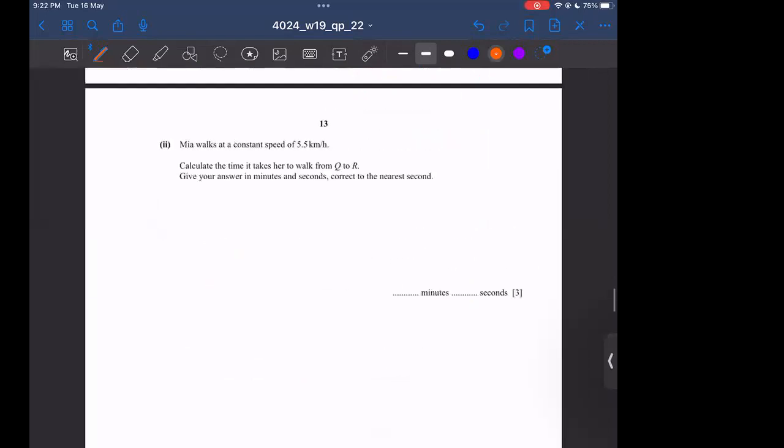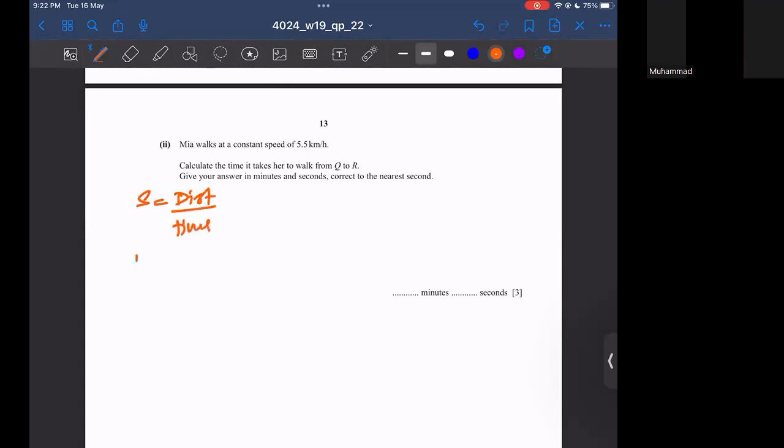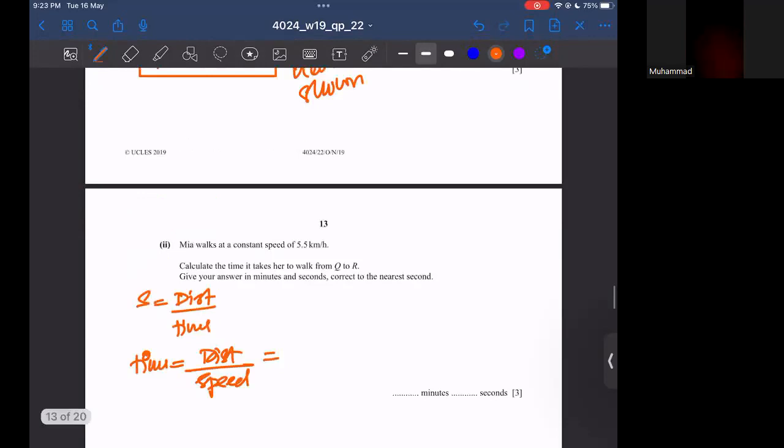All right. It says Mia walks at constant speed of 5.5 kilometer per hour. Calculate the time it takes her to walk from Q to R. Give your answer in minutes and seconds, correct to nearest second. Okay. So speed is equal to distance over time. So time is equals to distance over speed here.